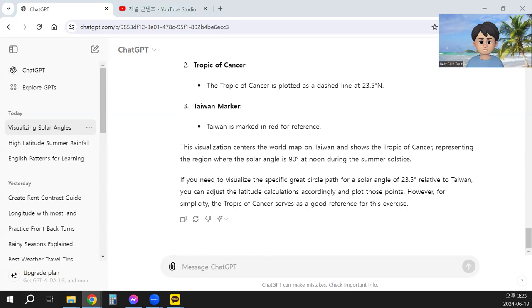What is the length of daytime in Taiwan in summer solstice, and how long is the twilight? Can you make a table with Taiwan in summer solstice, daytime, twilight, and 23.5 degree?